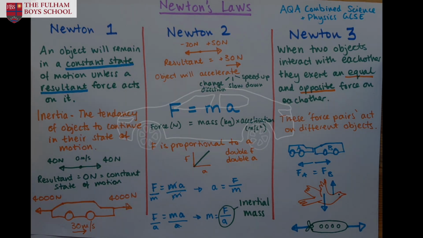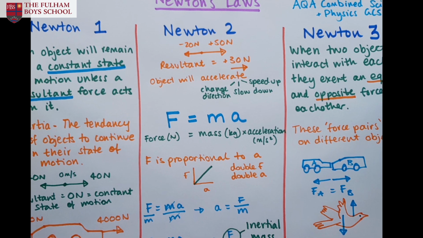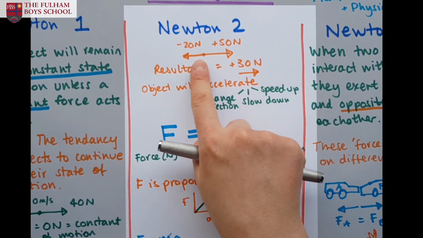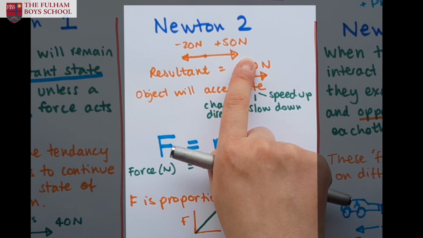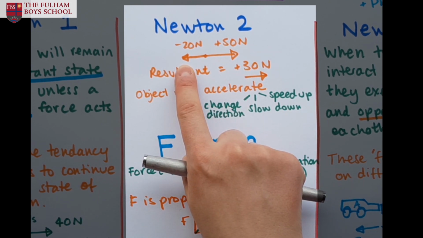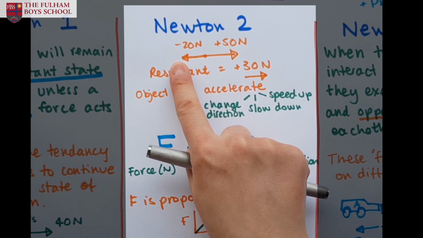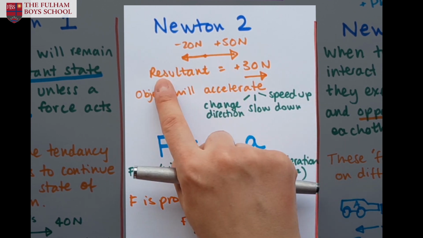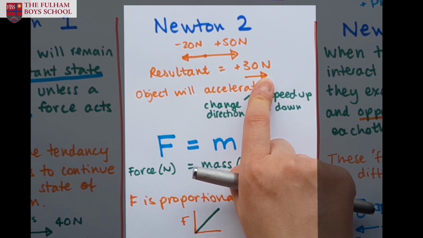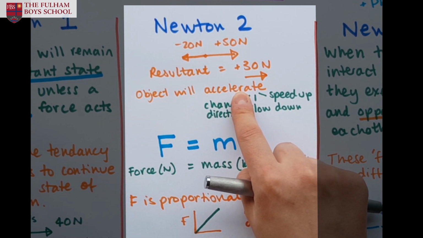Now, Newton's second law helps us if we have a resultant force acting on the object. Newton's second law tells us what's going to happen. So this is an example of a resultant force. This is a free body force diagram. We've got 50 newtons acting to the right, 20 newtons acting to the left. Force is a vector, so I've said plus 50 to the right, minus 20 to the left to represent the fact that it's a vector, so it has magnitude and direction, meaning my resultant force is 30 newtons to the right. This means that object will accelerate, and acceleration means it could do 3 things.